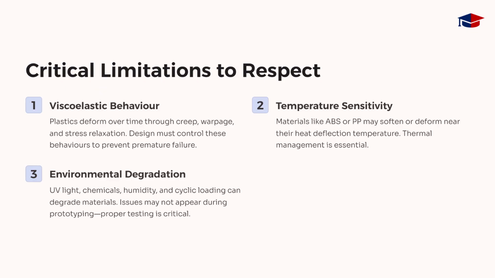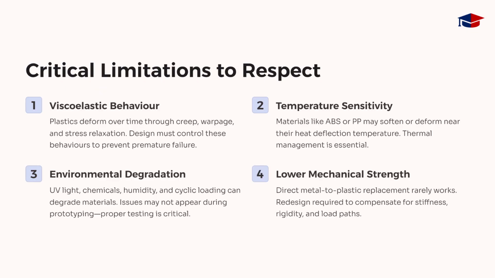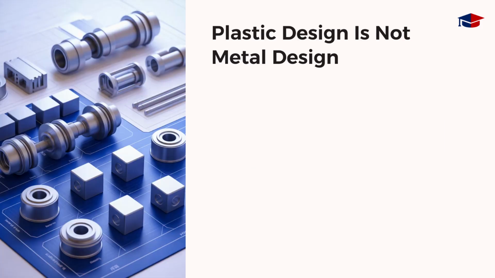Lastly, plastics tend to have lower mechanical strength compared to metals. So, a direct one-to-one replacement of a metal part with a plastic part rarely works. You need to redesign the part to compensate for stiffness, rigidity, and load paths. This leads us to a crucial mindset shift. Plastic design is not metal design. A designer who approaches plastics with a metal mindset will inevitably struggle.